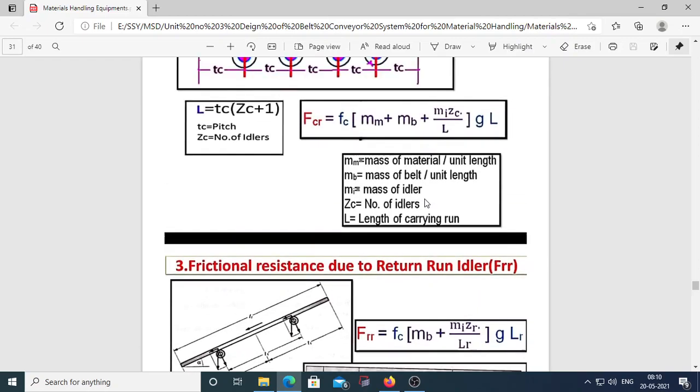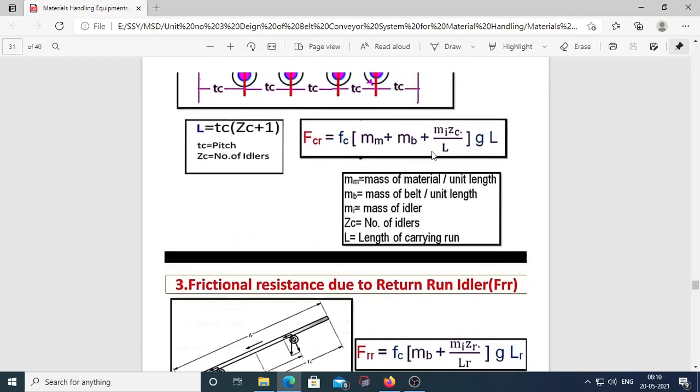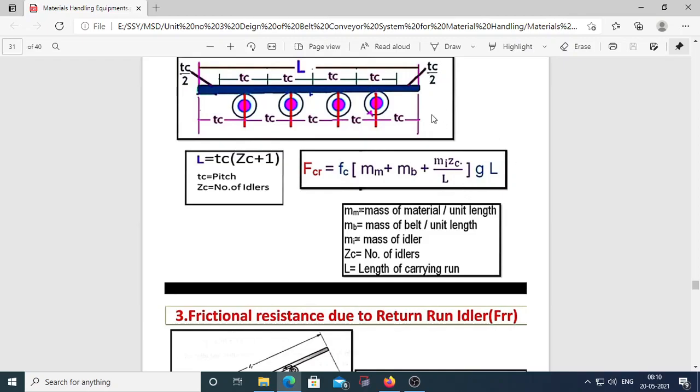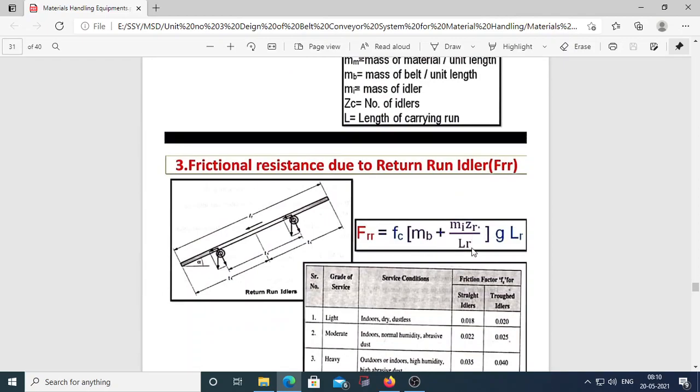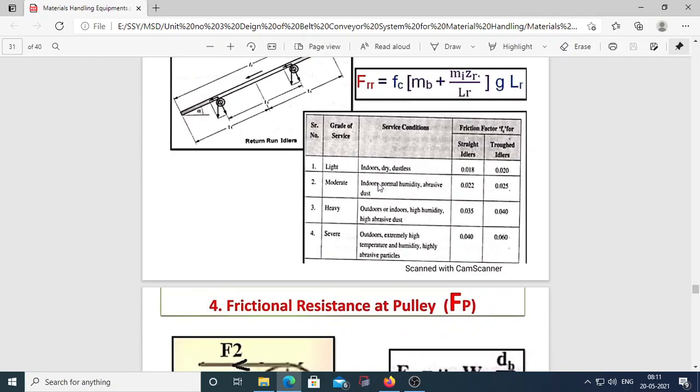Here we have taken the length L of the carrying run idler, and here we have taken the length of the return run idler. This formula you have to remember. Okay, all of you getting this? This is the frictional resistance due to the return run idler.